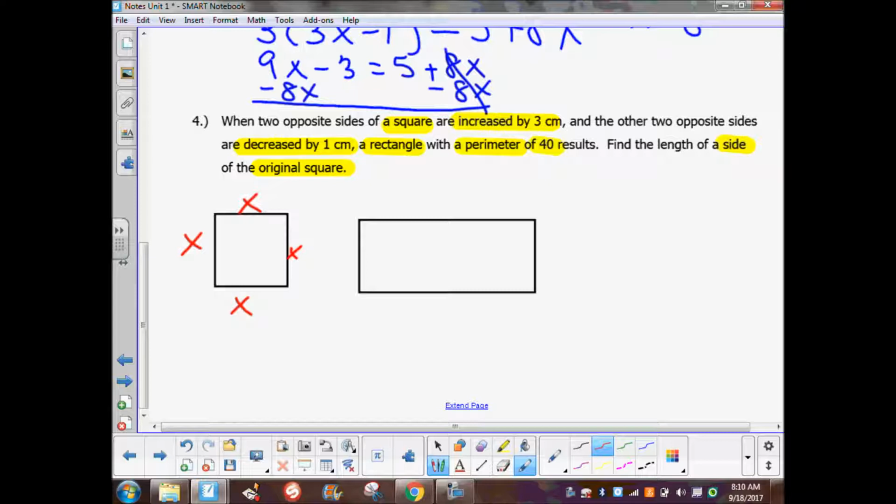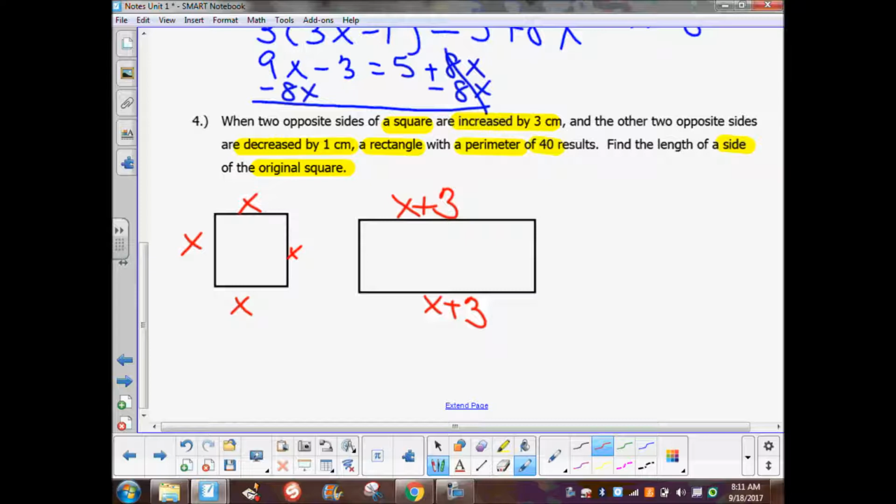So it says, when two opposite sides of a square are increased by 3. Increase means add, subtract, multiply, or divide? Add. So we're adding 3 to one of the sides of the square. So how do I write that mathematically? Increase one of the sides of the square by 3. Perfect. X plus 3. But we know in a rectangle, if this side is x plus 3 on the bottom, the opposite one is x plus 3.